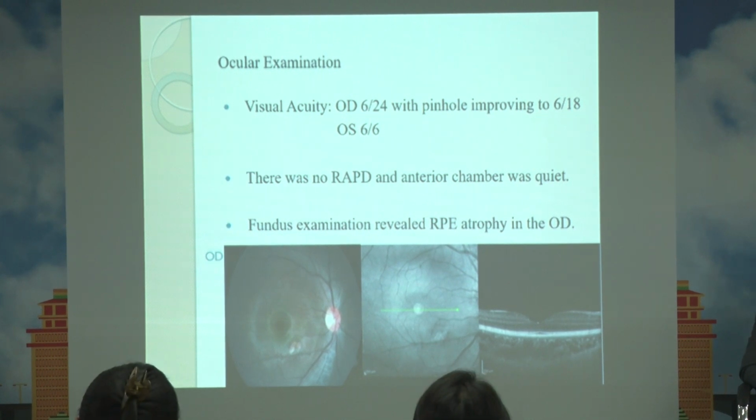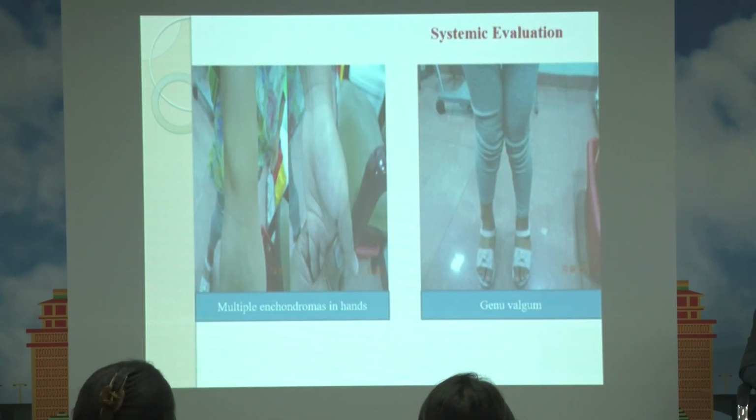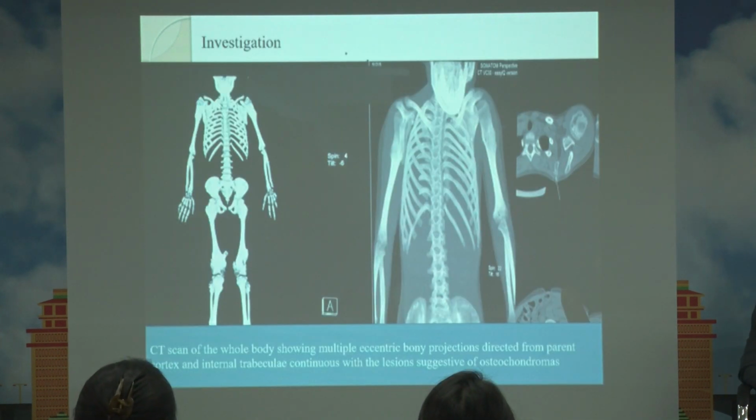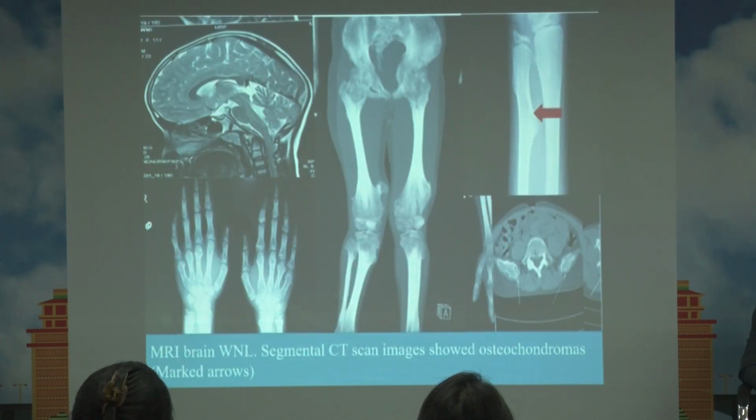On fundus examination, we found retinal pigment epithelial atrophy in the right eye. On systemic evaluation, multiple enchondromas were found in the hand, and genu valgum of the leg was very prominent. The CT scan of the whole body showed multiple eccentric bony projections directed from the parent cortex, with internal trabeculae continuous with the lesions, suggestive of osteochondromas. The MRI brain was within normal limits, but segmental CT scan images showed osteochondromas in the iliac crest and the tubular bones.